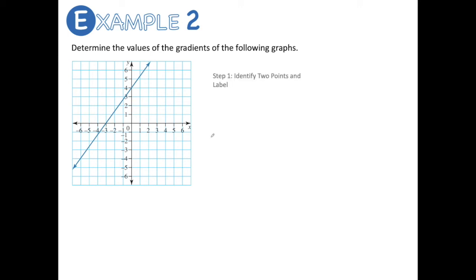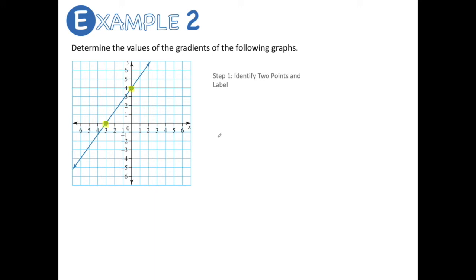So the first step is going to be identify 2 points and label those 2 points, x1, y1, x2, y2. Now I can choose any 2 points that fall along the line. What I am going to aim for though is to identify a point that I can easily see the coordinates for. So identify a point that crosses over with the grids. And sometimes the easiest way to do that is to look for your 2 intercepts. So I have identified my 2 points.